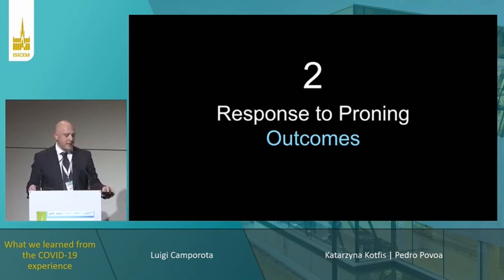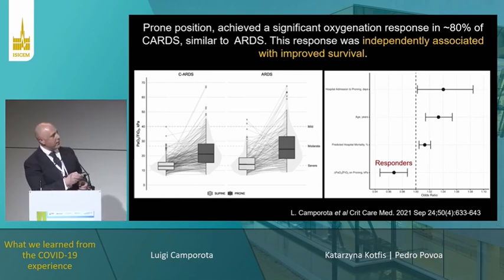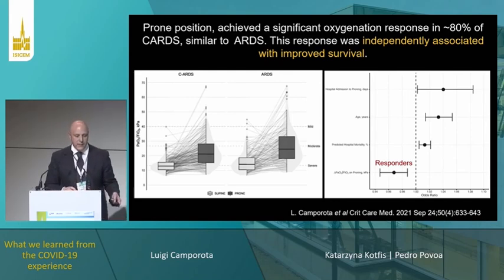The outcomes will tell us. This is a study where we compared normal ARDS, or typical ARDS, response between supine and prone, and COVID-19 between supine and prone. And you can see the pattern of response overall is very similar. So about 80% responder rate, commonly the same for typical ARDS and COVID ARDS. But what was important is that responders had a greater chance of surviving.